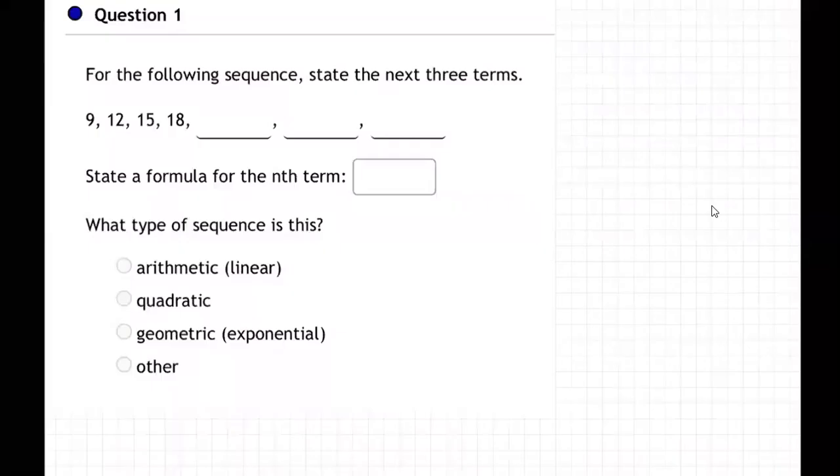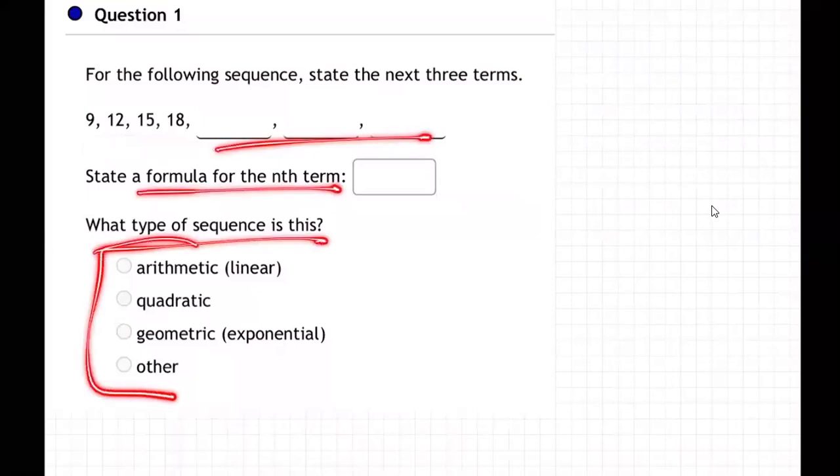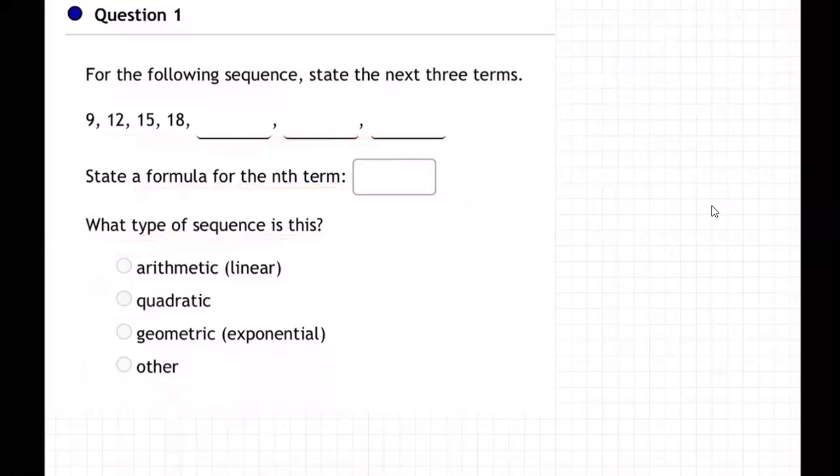Okay, so 9.4, here we go. They're giving us this list of numbers, and they're saying, hey, give me the next three terms and give me the nth term formula. And this is arithmetic, quadratic, geometric, other. What is it? Well, how do we know?